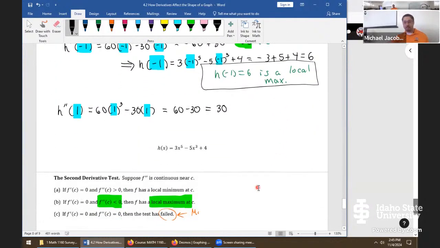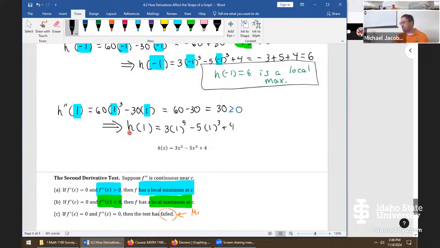So we check our list on the second derivative test. If we got a +30, we're in this location for a local maximum. So let's go greater than or equal to 0. That then implies, well, we have to find the local maximum at C. The C it's referring to is the number 1 right here. So we find the local maximum by going H at 1. Now this time it's the original function. 3 times 1 to the 5th power minus 5 times 1 cubed plus 4.